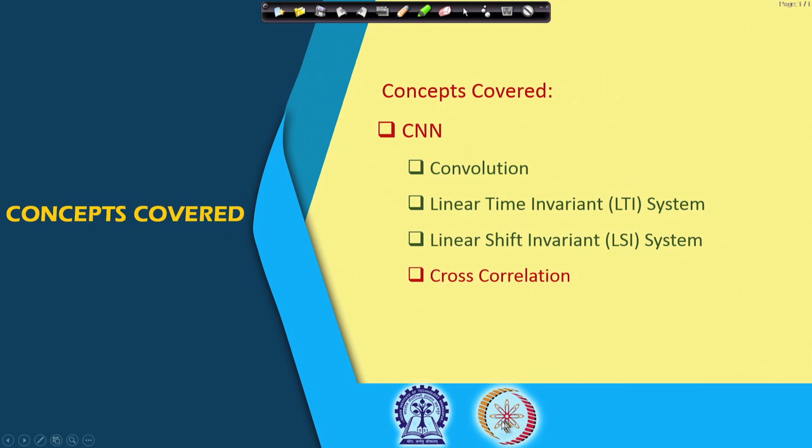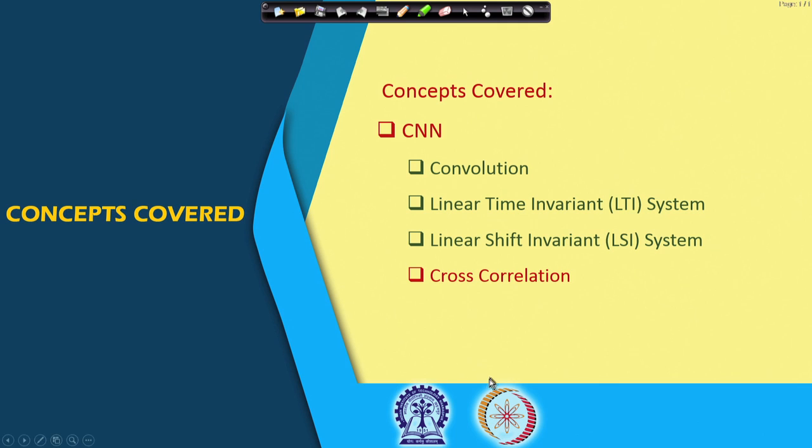In many cases, because the operations are so similar mathematically, convolution and correlation or cross correlation are confused. So, I will briefly go over what we have done in the previous class. We talked about the linear time invariant system in case of time domain signals. When it is a spatial domain signal like images, the equivalent system is known as linear shift invariant system. And we defined convolution in both.